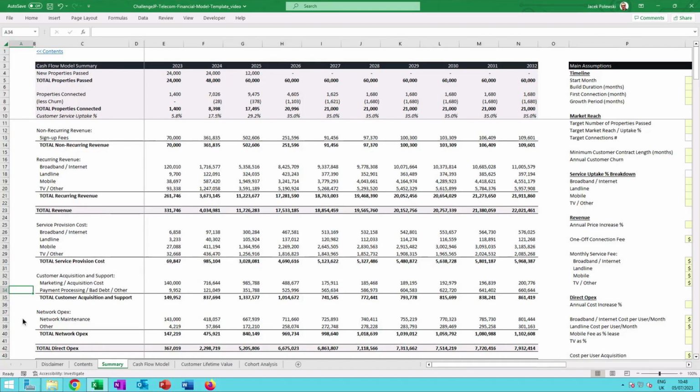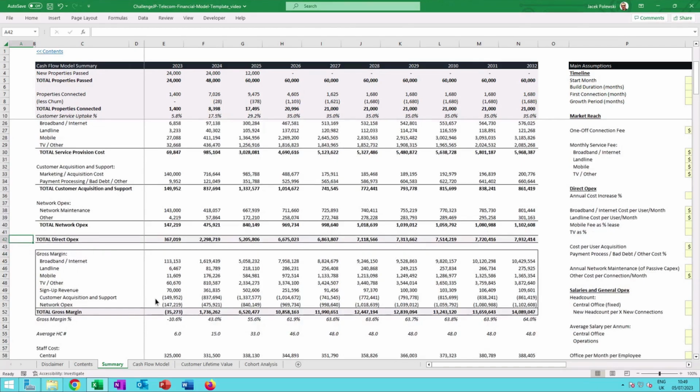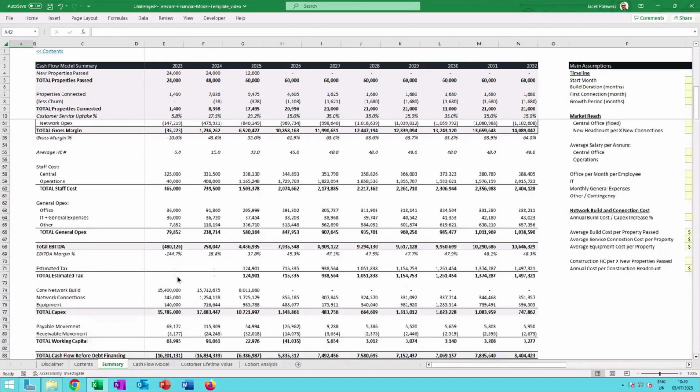And then in addition to that, you will also have what I call here network Opex. So any costs that are related directly to servicing, to maintaining your network, and then any other direct OPEX fees. That's what allows you to calculate your direct OPEX, and with the revenues, here we will calculate your gross margin.